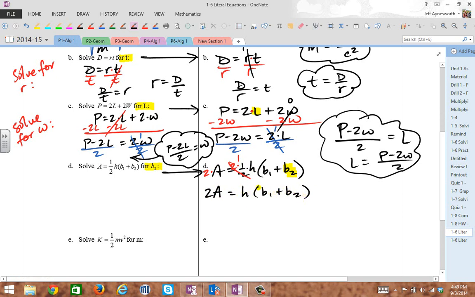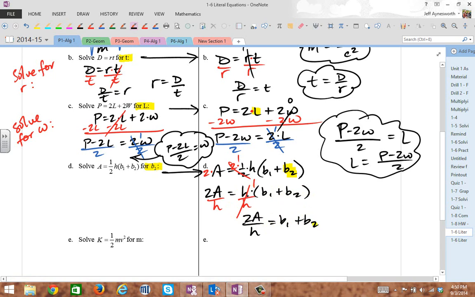Now resist the temptation to distribute, because you don't have to all the time. This is h times something, right? So instead of distributing, you can simply divide. It's easier. All right, simplify. And so you get 2 times A divided by H is equal to 1 times B1 plus B2, which is just B1 plus B2. Don't use the parentheses, don't need them anymore because you're multiplying it here by the 1.